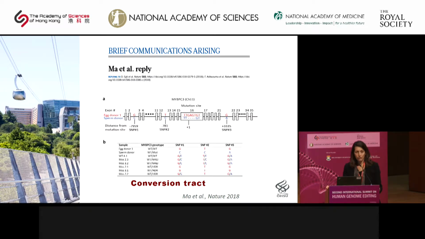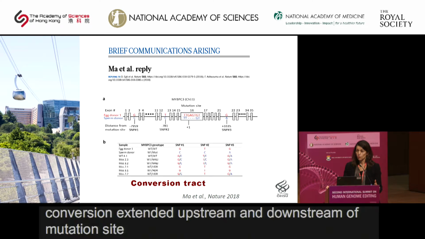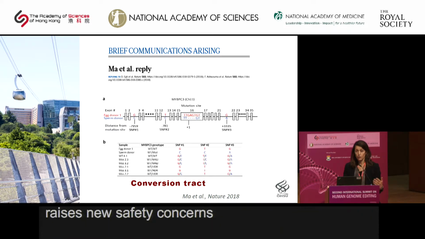When we looked at the gene conversion more closely, we actually saw that the conversion extended both upstream and downstream from the actual mutation site. And we could see this because we used informative SNPs from the sperm donor and the egg donor. And this raises new safety concerns now, because you can imagine if you have loss of heterozygosity in genes adjacent to the gene of interest, you could either inactivate genes that are important or activate oncogenes. So this is something to be aware of.